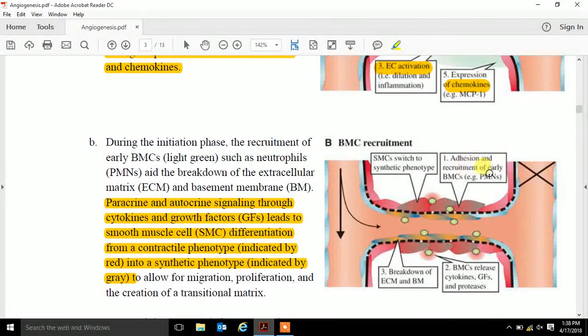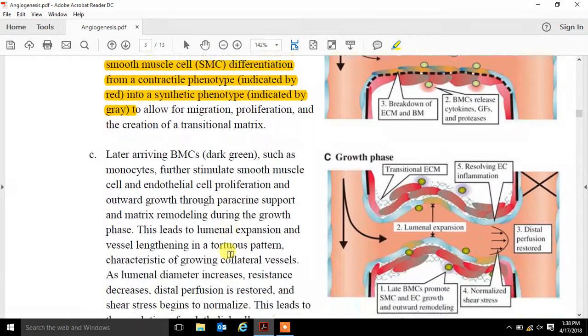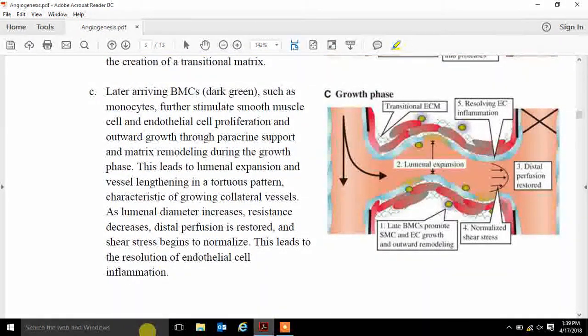So we see here in our second step, basement membrane recruitment, we see adhesion and recruitment of our basement membrane cells. We see breakdown. And the key thing here is we get this switch of smooth muscle cells. That's the SMC. Smooth muscle cells switch to a more synthetic phenotype. We're all still signaling here. The next step is the growth step. We start getting the growth phase.